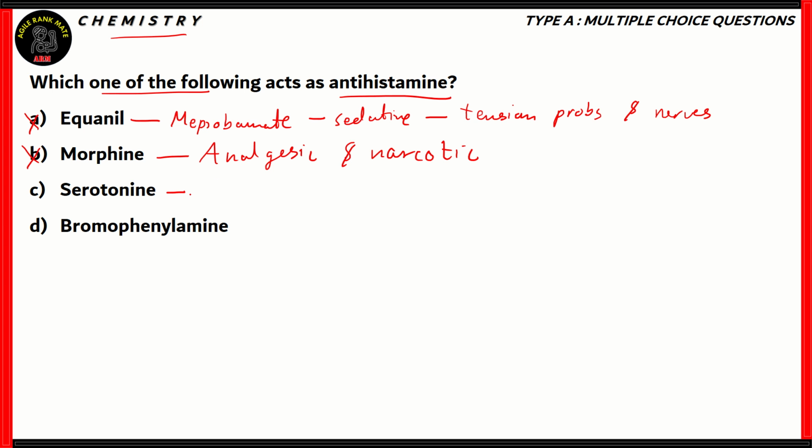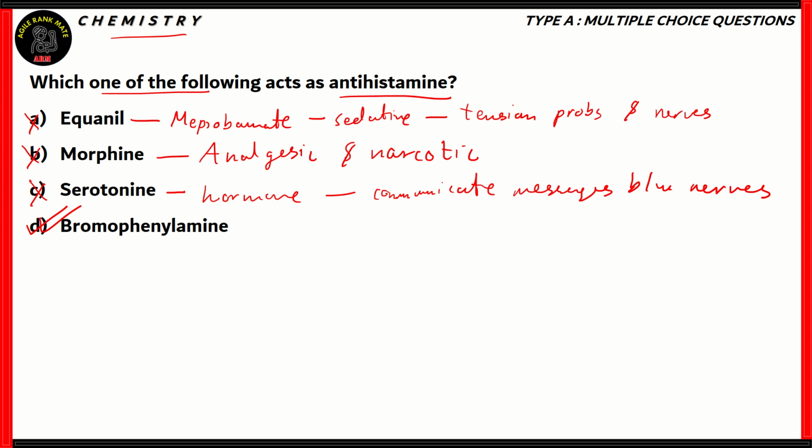Option C is serotonin. Serotonin is actually a hormone found in the body, which its main function is to communicate messages between nerves. So from one nerve to another, from one synapse to the dendrites, chemicals are used to communicate, and one of the chemicals that we use in our body is serotonin. So since serotonin is a hormone inside the body, it's not used as an antihistamine. So option C is incorrect.